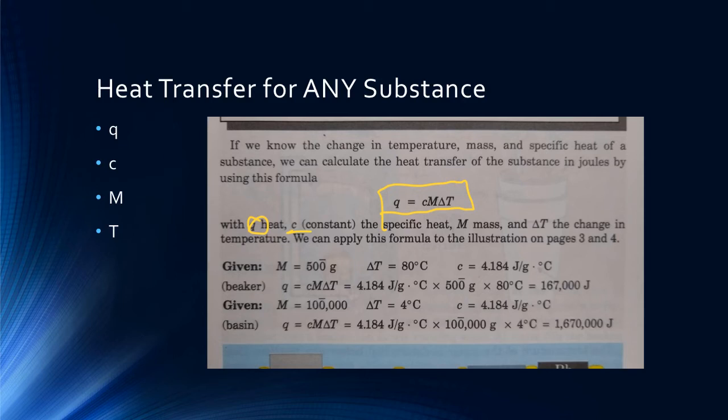M is always mass. We measure that in grams, and then the delta T goes together. Remember that? The triangle T is one thing, the change in temperature. The fact that they're all smashed up one against the other means that we're going to multiply them together. So they show us here then, given, what if we had 500 grams of, looks like water in a beaker, and it's 80 degrees Celsius. We know that the water's C value is 4.184.